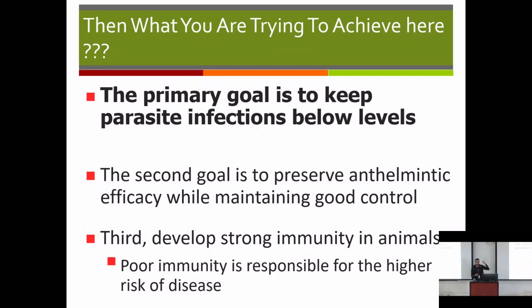Okay, so what are you trying to achieve here? Your primary goal is to keep the parasite infection below a certain level, because you can't eliminate them. You just keep them at a level that will not be harmful for the animal. For example, in haemonchosis, if the egg count is 500 or more, that will be a problem. So how can you reduce that? Second, you have to preserve the anthelmintics' efficacy, because this is a very important resource you have. So don't use the anthelmintic from the very beginning as a magic bullet, saying that this is going to work. Third, try to develop strong immunity in the animal. The poorer the immunity, the higher the risk of infection. So these are the main goals you have to think about.